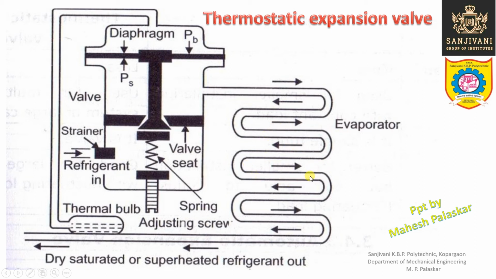Now the load on the evaporator means the heat load, right? So if we keep more substances in the domestic refrigerator space, then the load will be increased, right? If the substances which are kept in the domestic refrigerator are hot, the temperature is more, then the load will be increased, right? And if we keep very few substances or cold substances in the domestic refrigerator, the load will be reduced, right? So this load is nothing but the cooling load or the heat load, right?